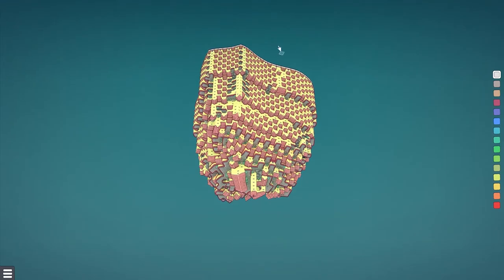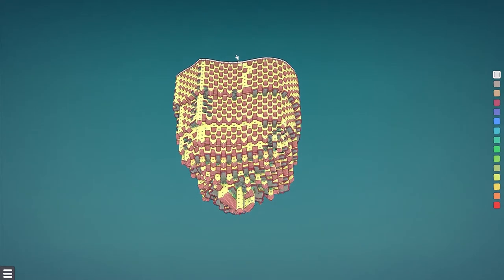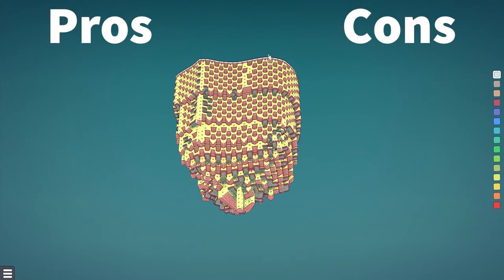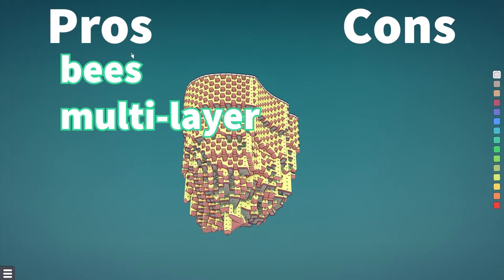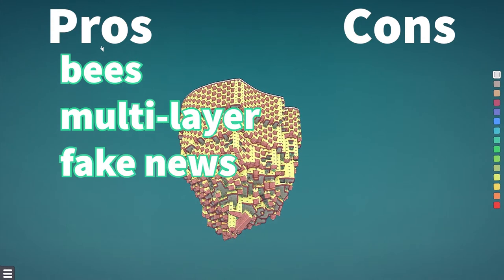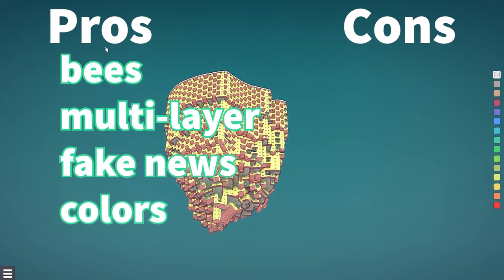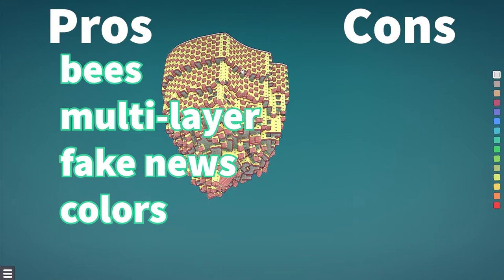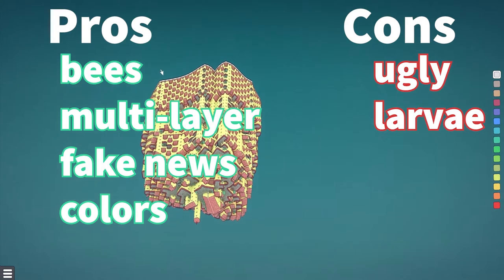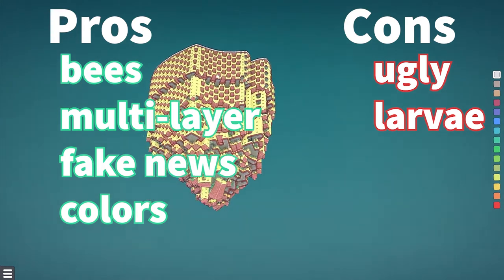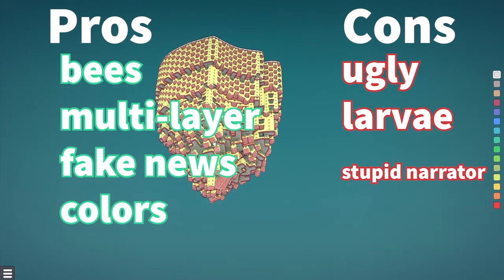So now I'd like to start a new part of my video components where I rate the build I just made. I would say that this build gets a plus one for bees, a plus one for being multiple layers, a plus one for being a fictional scenario, a plus one for having a strong color scheme, and a minus one for being kind of ugly, a minus one for the larva, and a minus one for the fact that I didn't know anything about bees, and I've already forgotten the fun facts that I put in the middle of this video. So overall, that means it gets a 6.